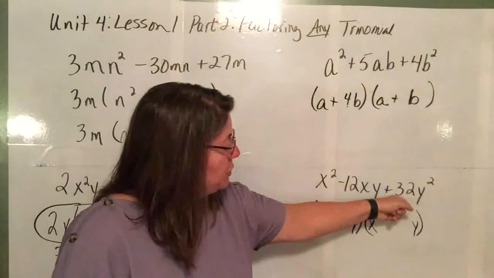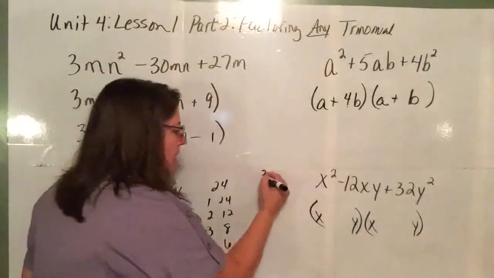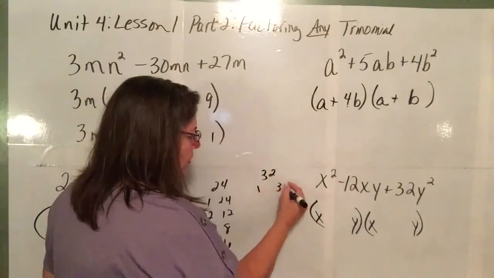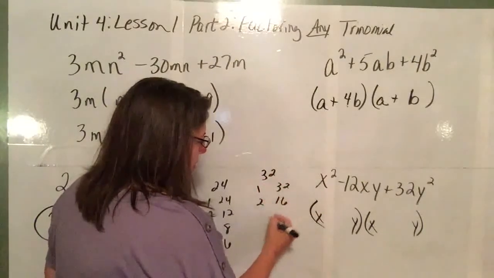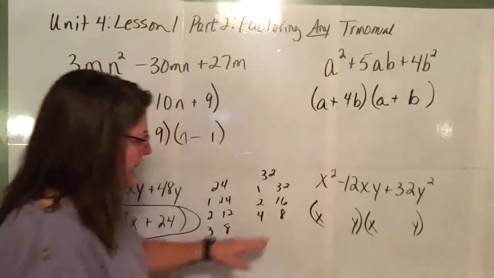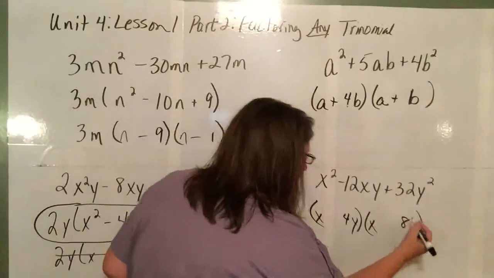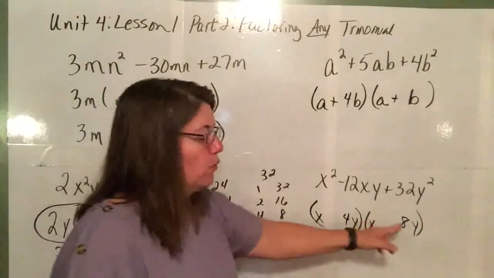Factors of 32 that add to give you 12. Well, if you think about factors of 32, we've got 1 and 32, 2 and 16, 4 and 8. Looks like 4 and 8 will add to give you 12. So if I put 4 and 8 here, and remember, it doesn't matter which one gets the 4 and which one gets the 8.